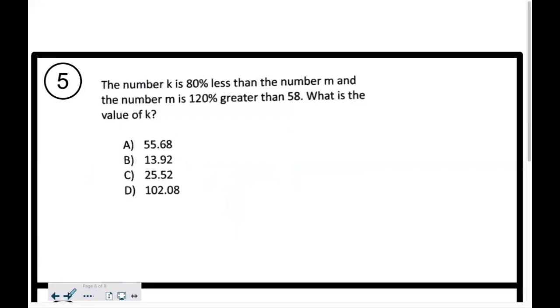All right. Number five. The number k is 80% less than the number m. So the way that I'm going to write that is like this. K is, we should always think of as, equals. Now, 80% less. This is what we're talking about. We are not going to use 80%. If something starts at 100% and it's 80% less, then that means it's 20% of. So that's 0.2m. All right.